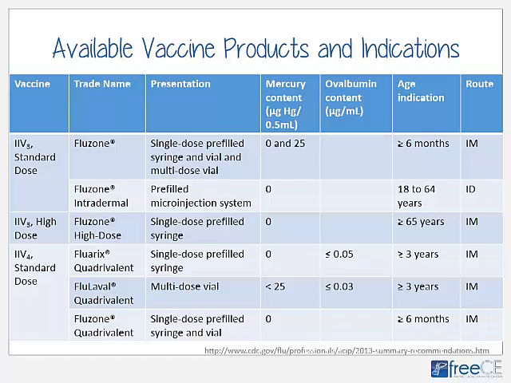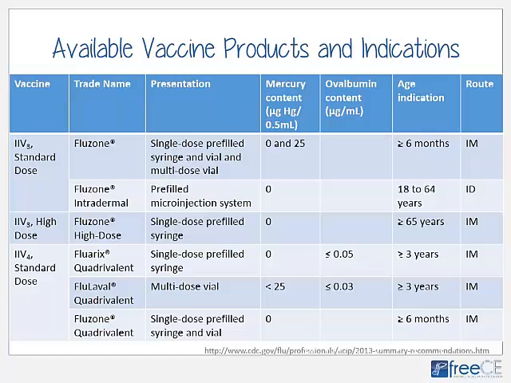We do have several quadrivalent products on the market this year, FluRix, FluLaval, and Fluzone. I think what you're going to see going forward in the future is that really all of our products probably are going to switch over to quadrivalent products, and you'll probably see the trivalent products go away, is my guess, but these are the quadrivalent products that are available for this year.